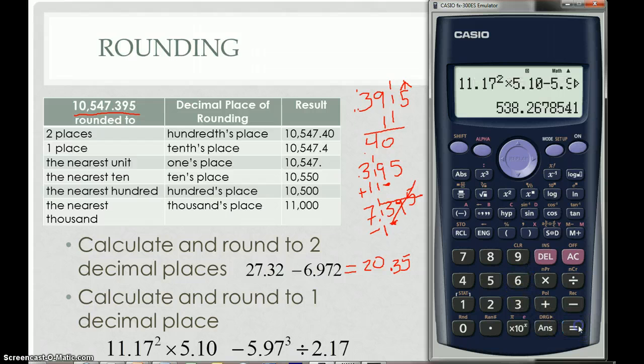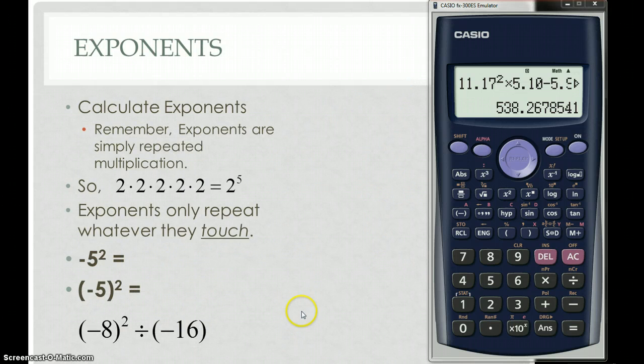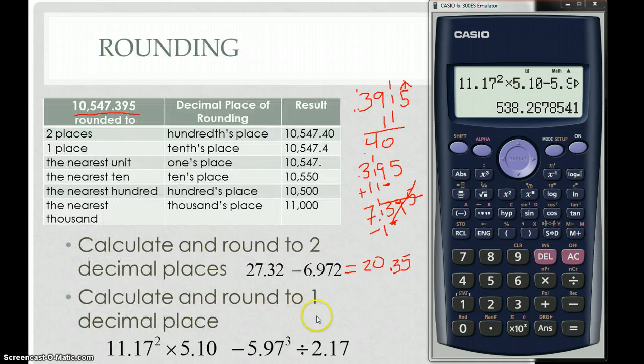And I say equals, and it gives me my answer, 538.2678541. I only want 1 decimal place, so I want it right to this decimal place. So I draw my line between the 2 and the 6. 6 is 5 or bigger, so I increase that number by 1. So my answer is equal to 538.3.